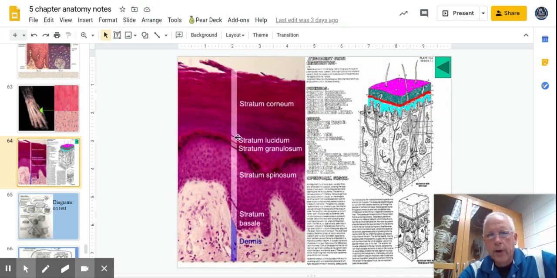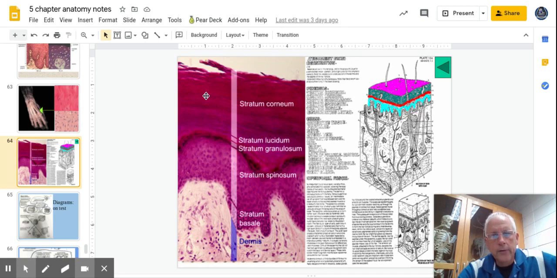There's the stratum corneum. That's all dead cells that flake off the surface. So if you sunburn yourself, that would just flake off and peel off. And then these two layers right here, stratum lucidum is a very thin layer, granulosum is a very thin layer, and you won't even find them in some areas of your skin. Thin skin, you won't even find those. And then we've got the stratum spinosum and stratum basale, and then the dermis down here. You can see the difference in colorations of these layers.